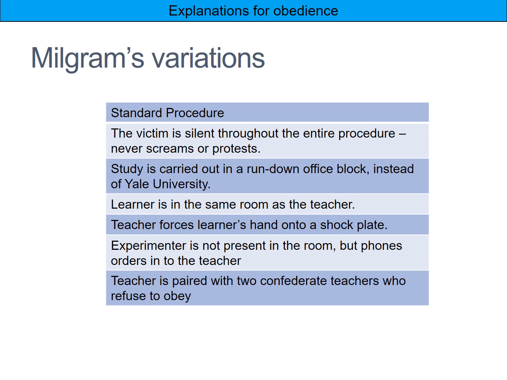And last but not least, the teacher is paired with two other confederate teachers and they refuse to obey. They sit there and say, I'm not going to carry on, I'm leaving, I'm off. And again, think about what that will do to the obedience rate. We will go through these in lesson, so if you can have a think before the lesson, do you think the obedience rate goes up or do you think the obedience rate goes down?